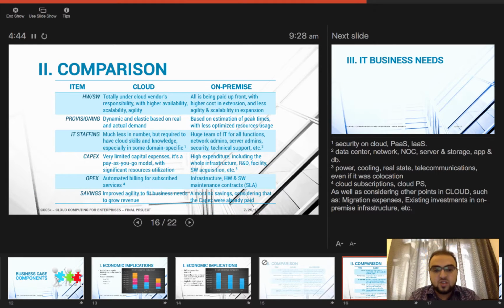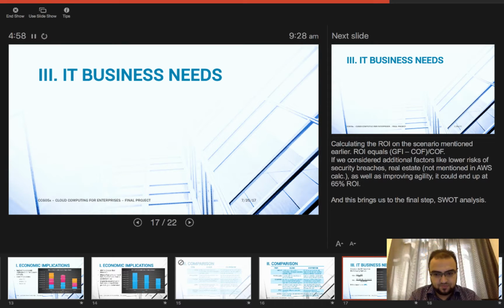Finally, the savings, the improved agility from moving to the cloud to fit the business needs to grow revenue. This is totally not available in the on-premise model. You don't save anything in the on-premise model. You pay everything in advance.